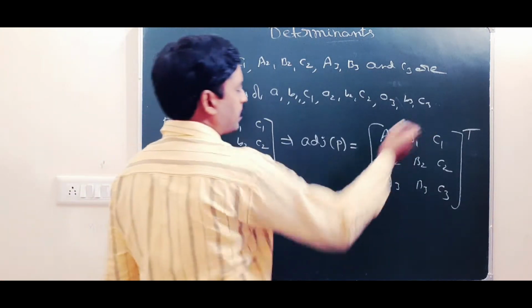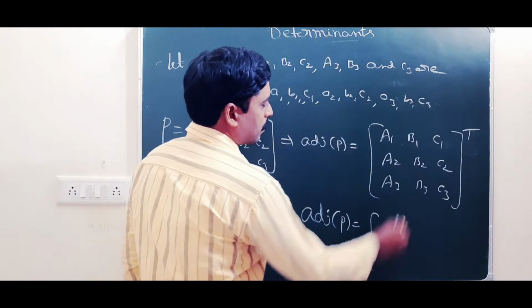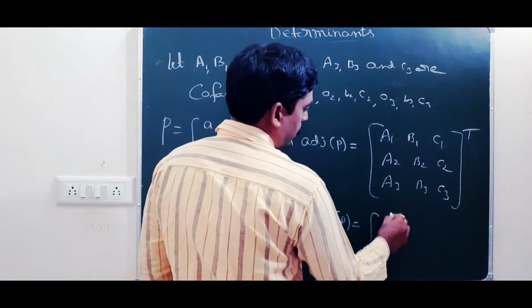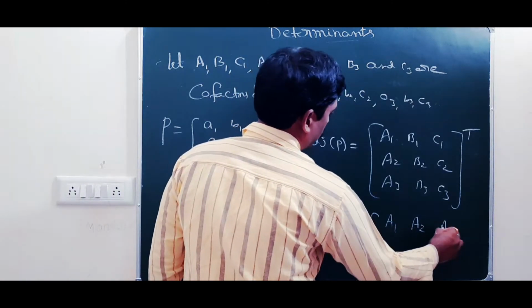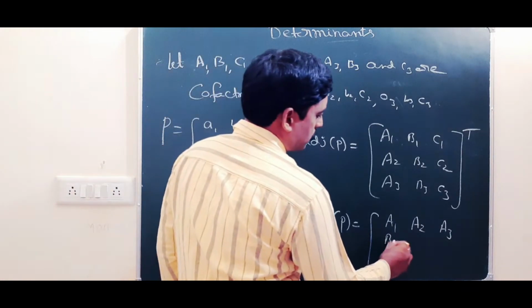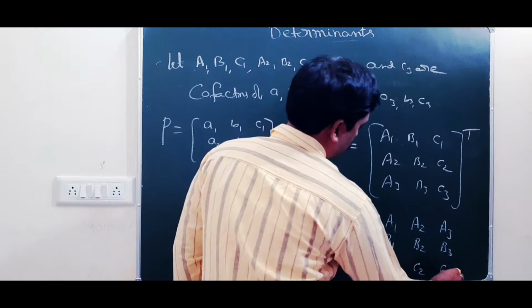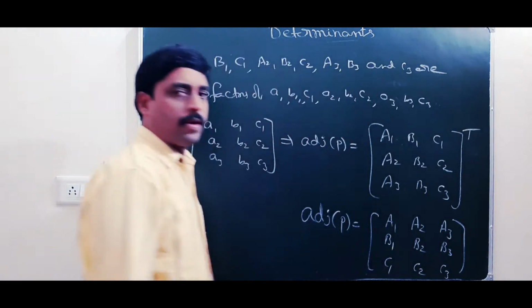So its transpose is the adjoint of P. The adjoint of P equals the transpose of this matrix, which will be A1, A2, A3. The first column will be changed into the first row, the second column will be the second row, and the third column will be the third row. So this is called the adjoint of P.